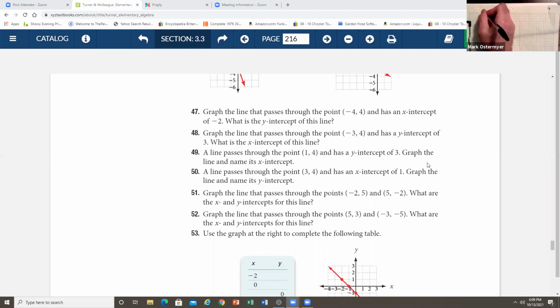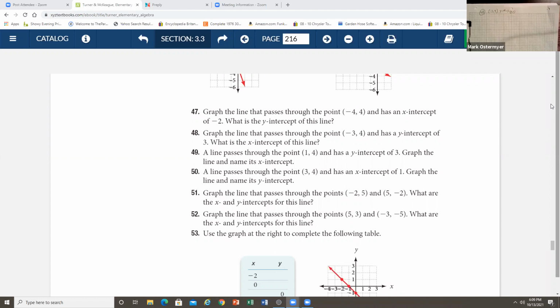All right, so problem 48, what do they tell us? They tell us that the line must contain the point negative 3, 4. And its y-intercept is to be 3, but what would that be as an ordered pair? If the y-intercept is 3? 0, 3.